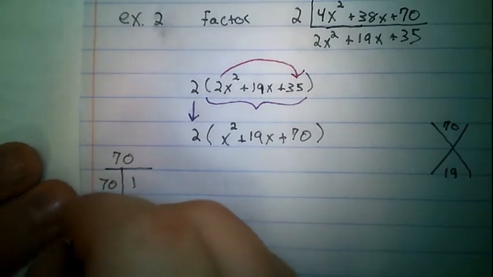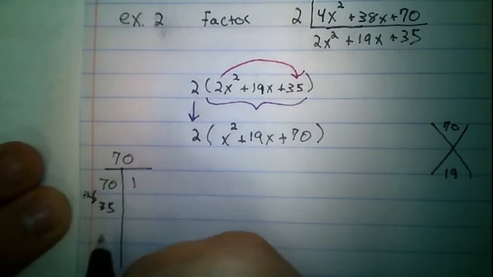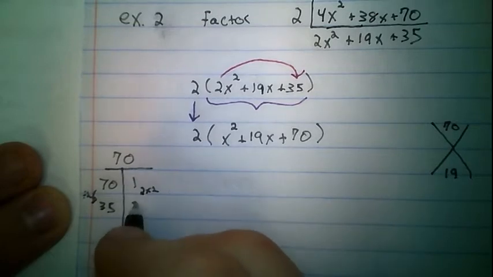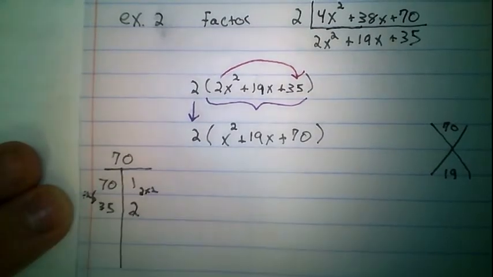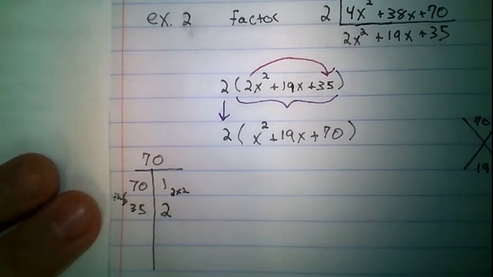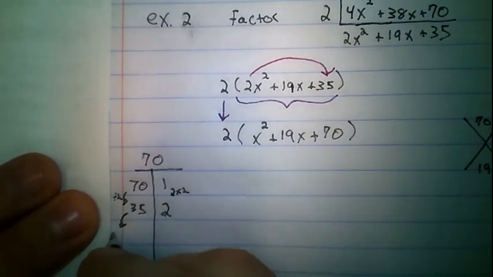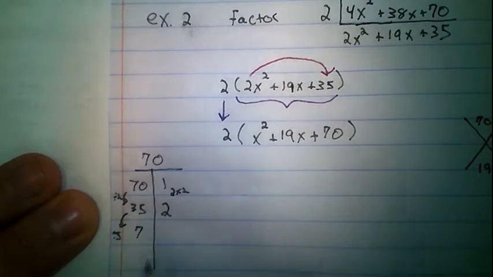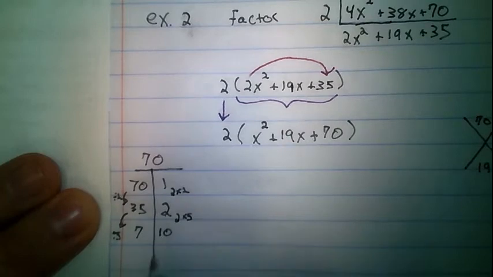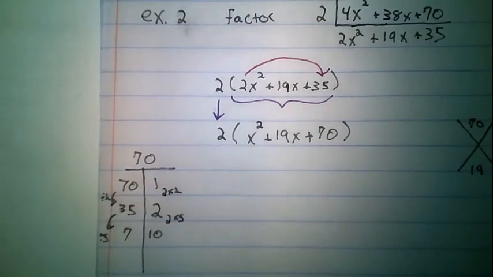If I divide 70 by 2, that will give me 35. If I multiply 1 by 2, that gives me 2. And 35 times 2 is 70. But that just adds up to 37, so that's not going to work either. Let's try again. What if I take this 35 and I divide it by 5? That would give me 7. And I multiply that by 5. That would give me 10. 7 plus 10, that's 17, so that's not going to work either.